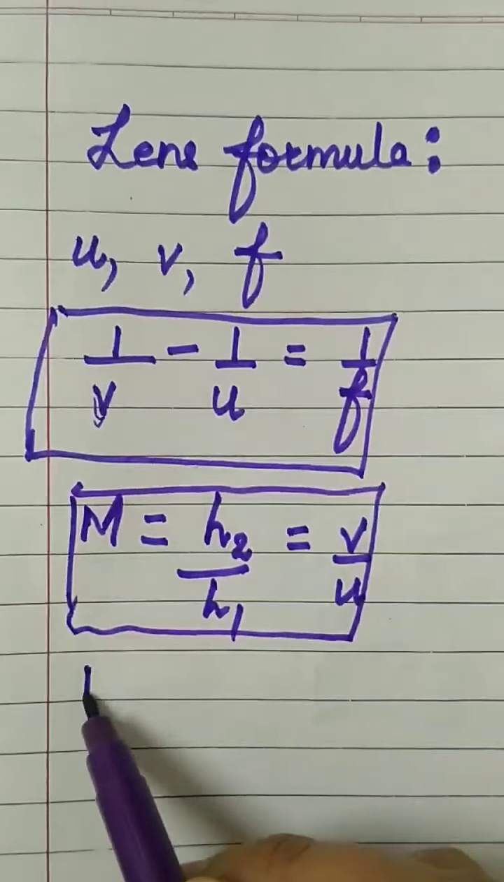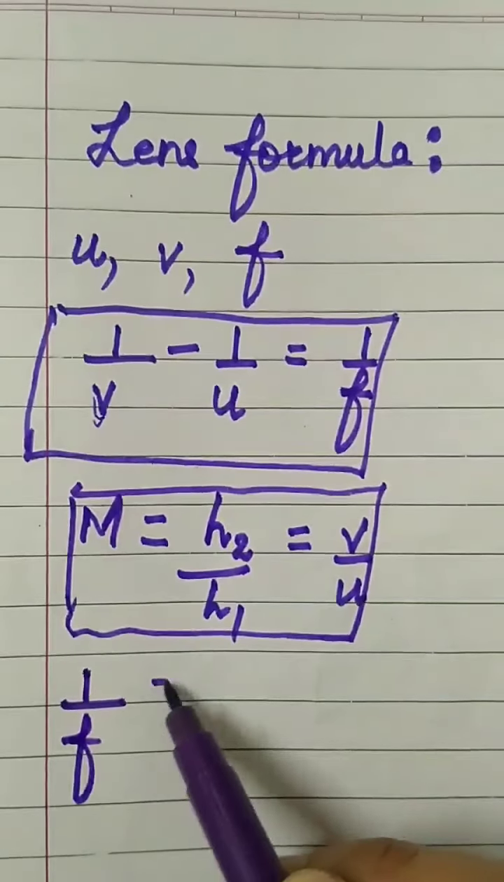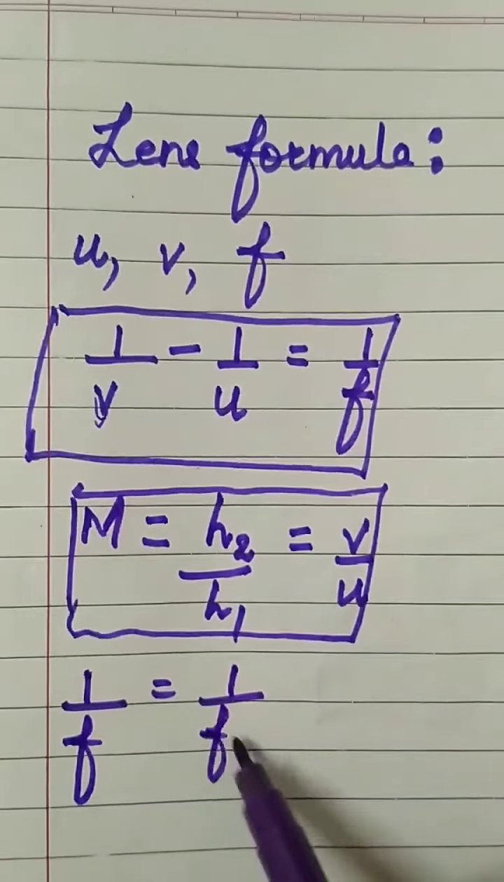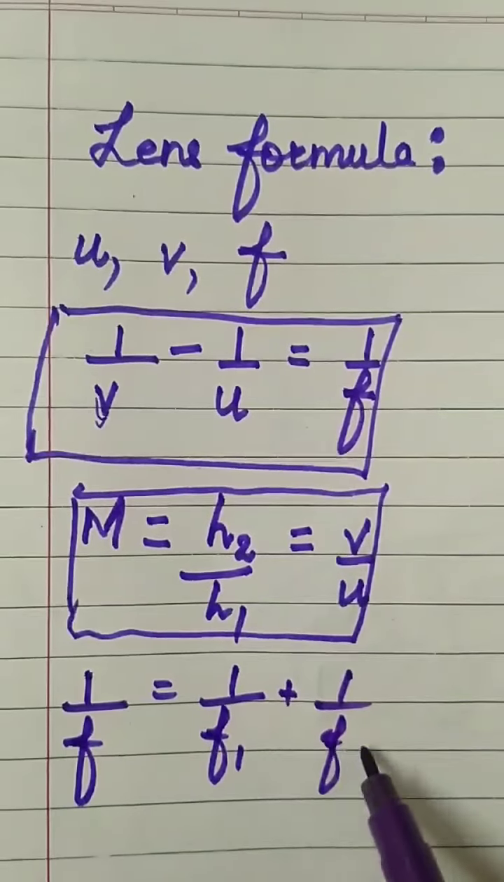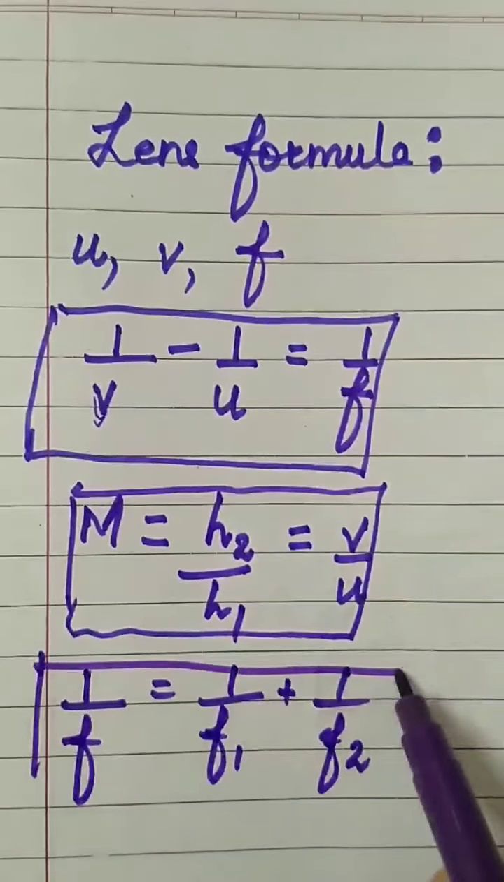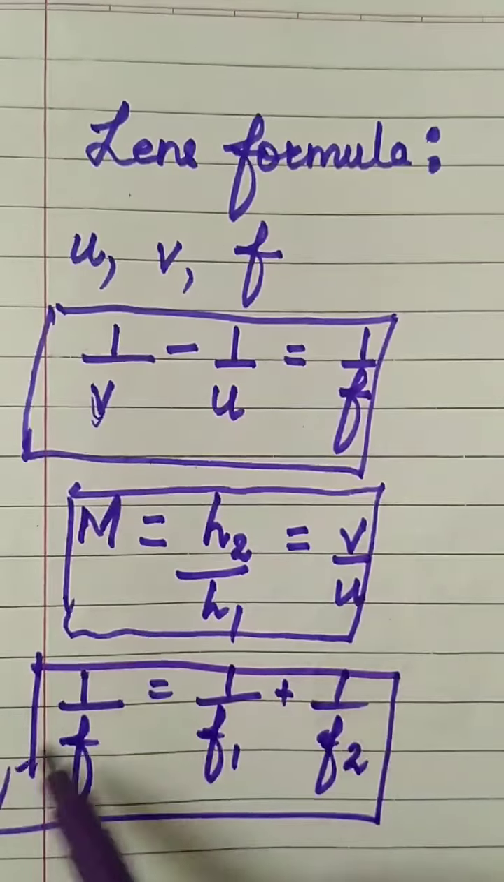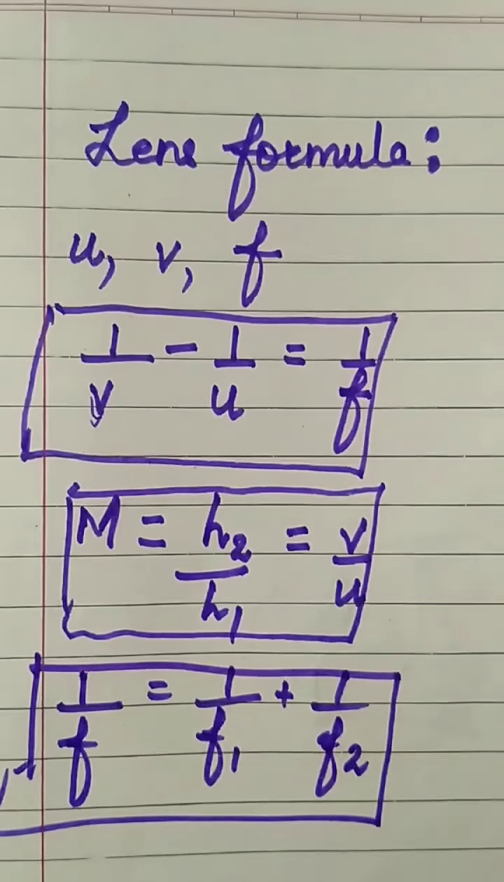And sometimes they ask you the combination of lenses also, which is 1 upon f is equal to 1 upon f1 plus 1 upon f2. These are the formulas that we will be using in the next class to solve the numericals.